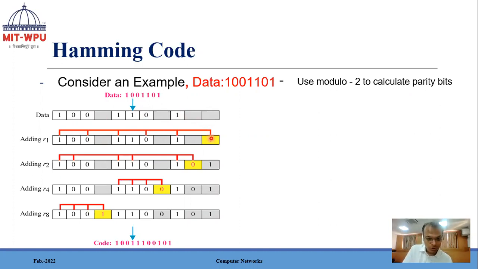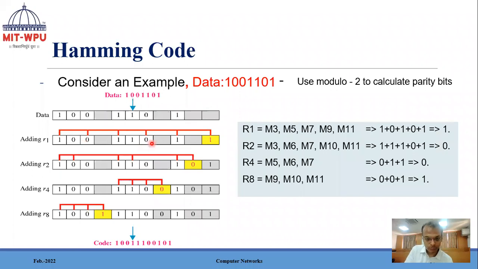So how do you calculate the R1? Let us consider this bit and all alternate bits. Okay, 1 0 1 0. So this is an odd parity, so the value of R1 is 1. Okay, that's why you are putting R1 as 1.